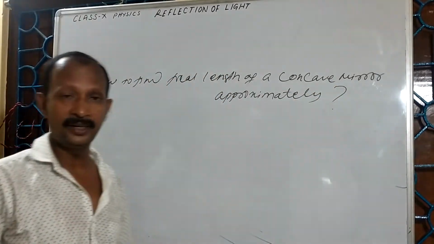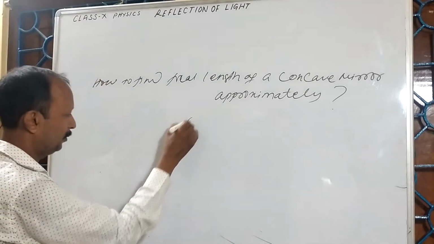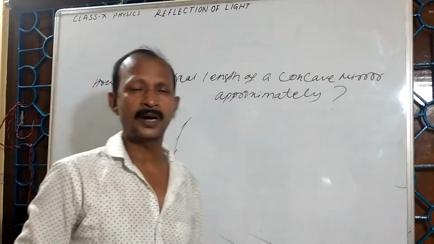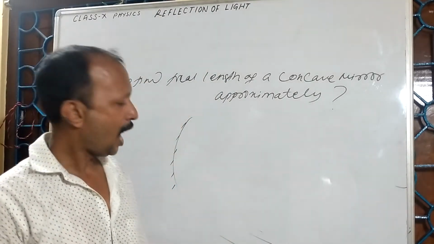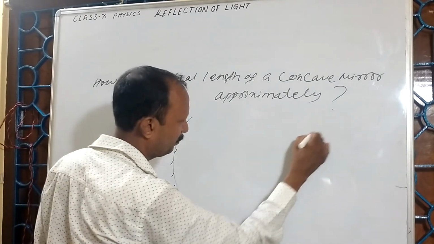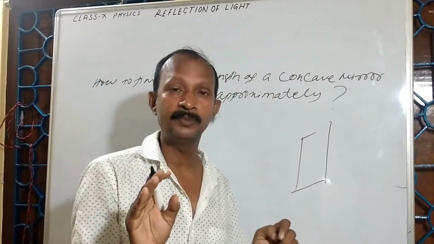Okay, how do we find out? We'll take a concave mirror. Suppose this is the concave mirror. This mirror will focus towards the sun, and in front of the mirror we place one piece of paper. We have to adjust the position of the piece of paper.